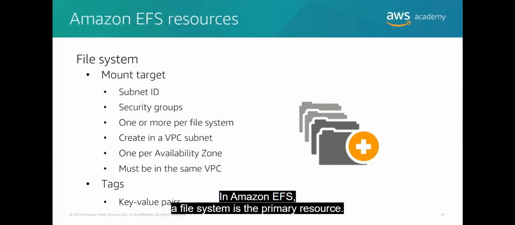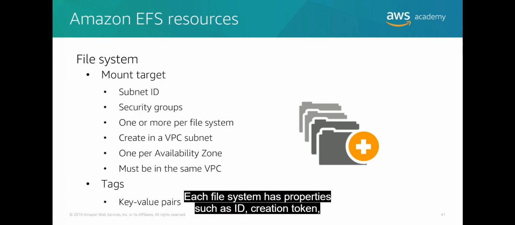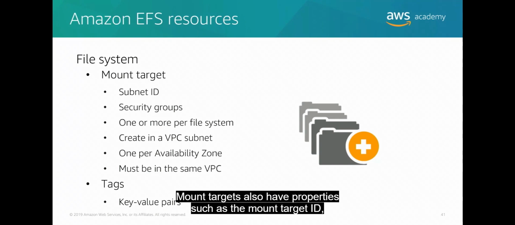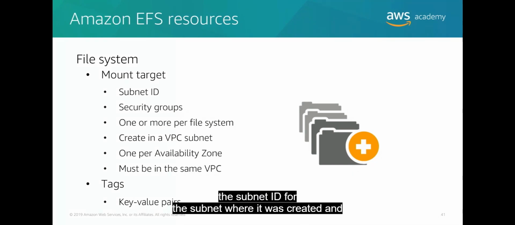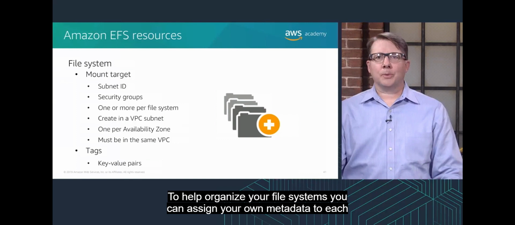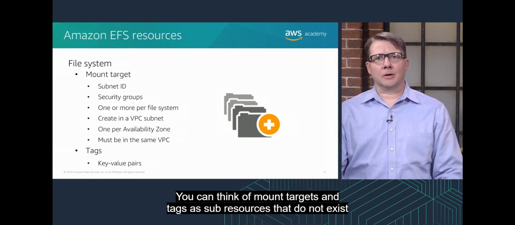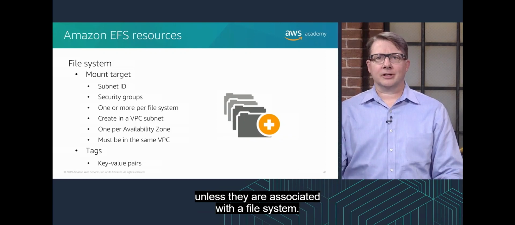In Amazon EFS, a file system is the primary resource. Each file system has properties such as ID, creation token, creation time, and file system size. Mount targets also have properties such as the mount target ID, the subnet ID for the subnet where it was created, and the file system ID for the file system where it was created. To help organize your file systems, you can assign your own metadata to each of your file systems. Each tag is a key value pair. You can think of mount targets and tags as sub-resources that do not exist unless they are associated with a file system.